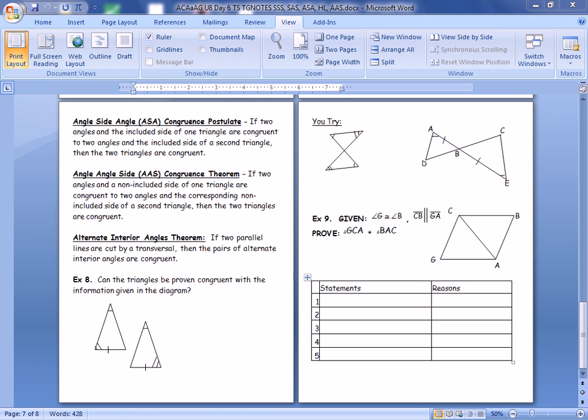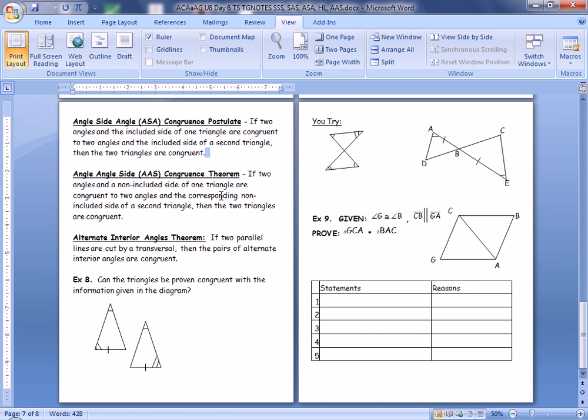We did not finish hypotenuse, leg in 5th period, so I'm going to go back at the end of the video and do that. 4th and 6th, you don't have to watch the part on hypotenuse, leg because we made it through those in your class. All right, the first one we want to talk about today is angle, side, angle.